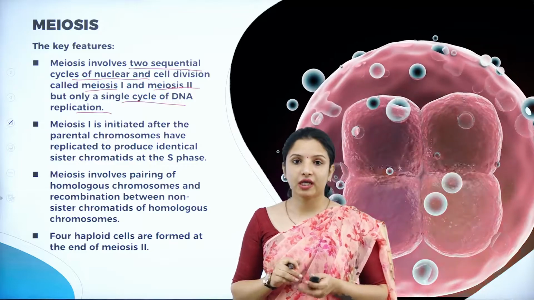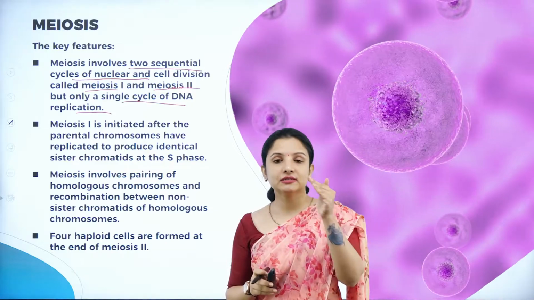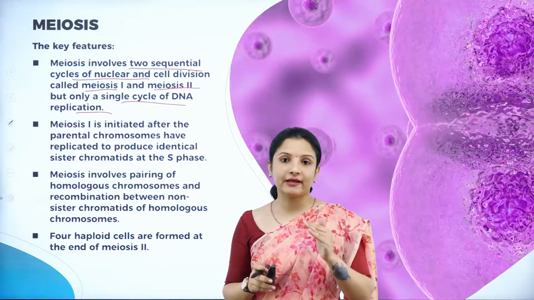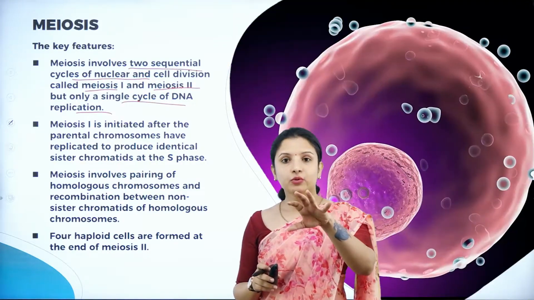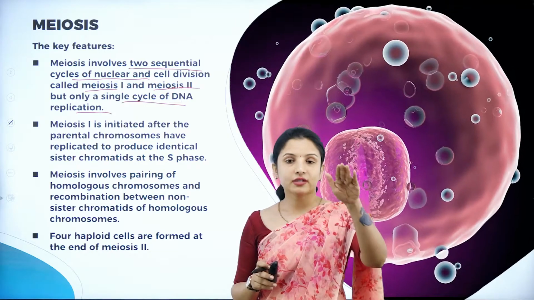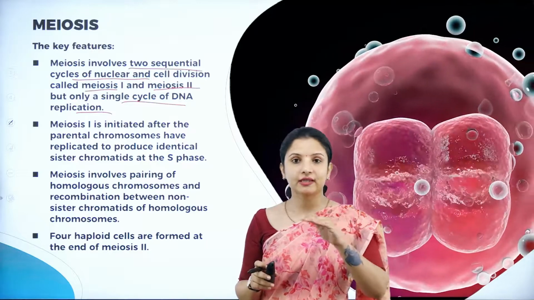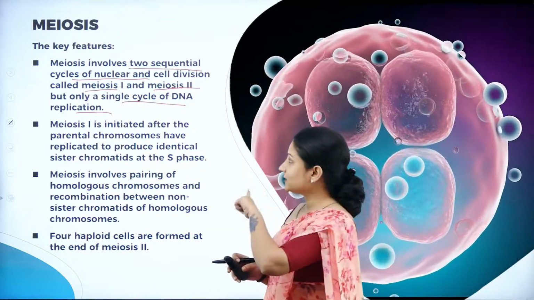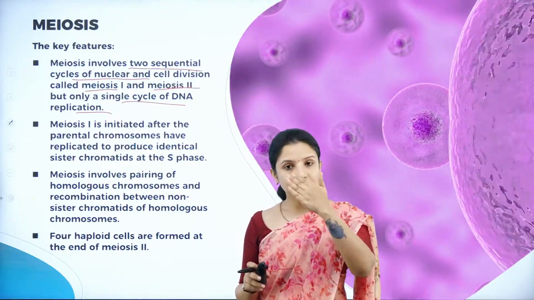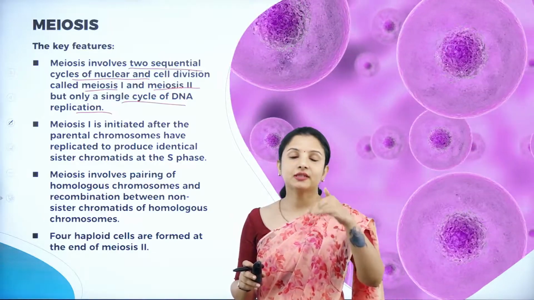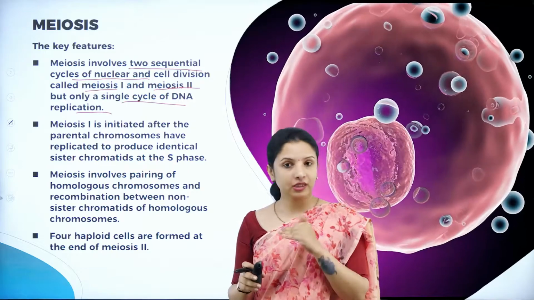Why only a single cycle of DNA replication will take place is because once meiosis 1 is completed, there is an intermediate stage called interkinesis. Don't think like how in mitosis, it started with the interphase stage, then the mitotic cell division occurred, again it went back to the interphase, again to the mitotic division. Like that, it will not occur here. Here, it will be in the interphase stage, then it will enter into meiosis 1, and once it completes meiosis 1, it will not go back to the interphase stage again.